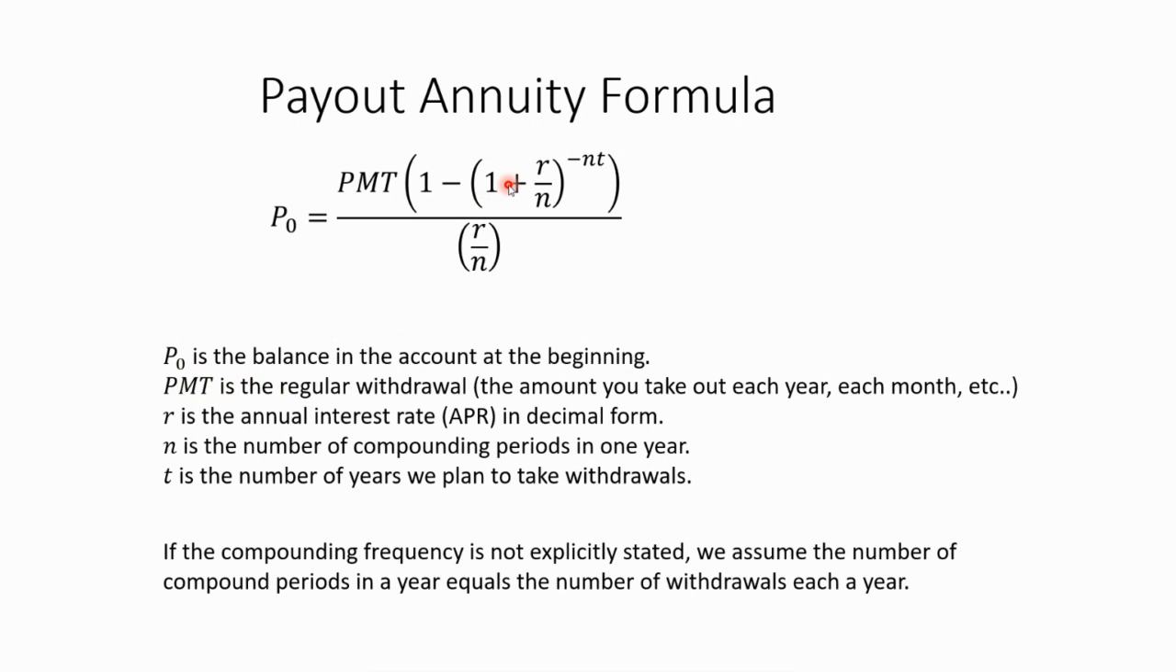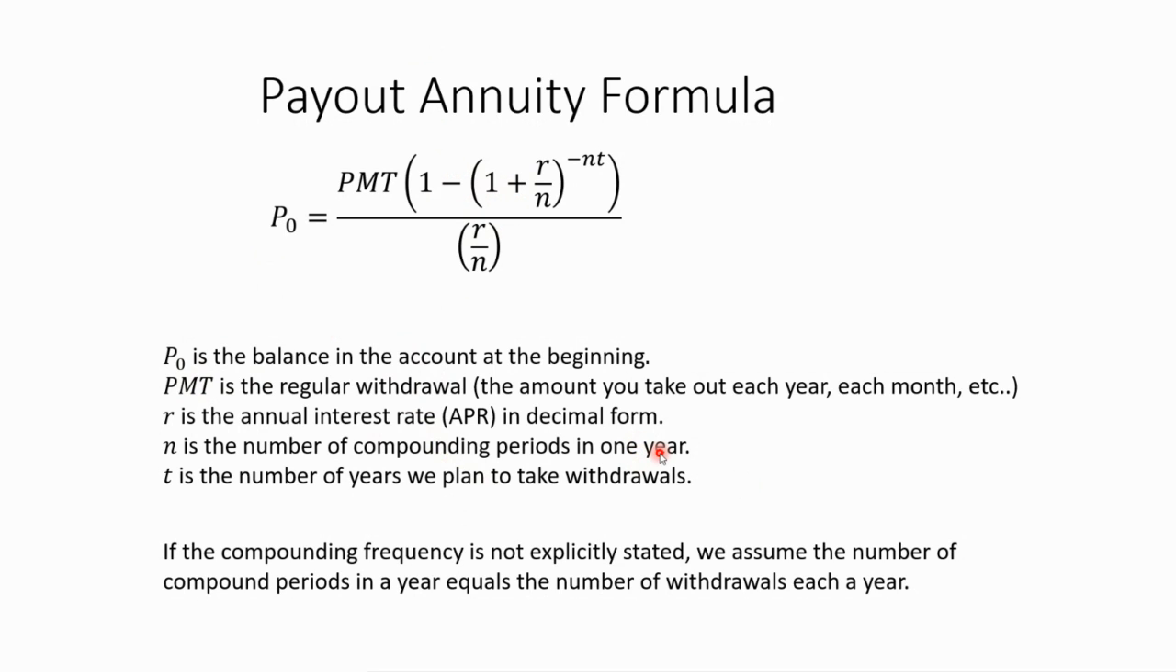R, again, is the APR in decimal form. N is how many times the account is compounded in 1 year. T is how many years this is going on for, how long we're making withdrawals for.